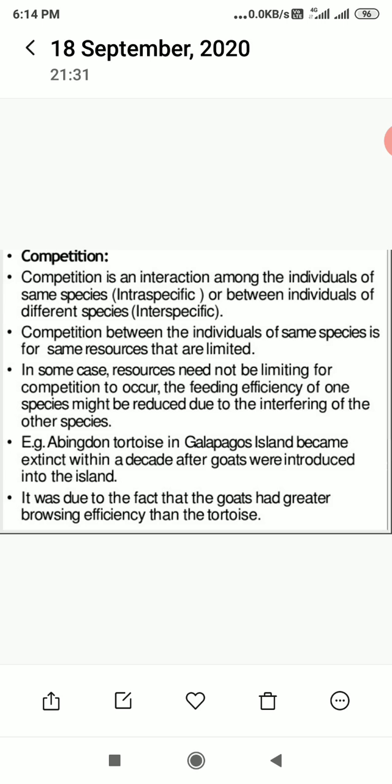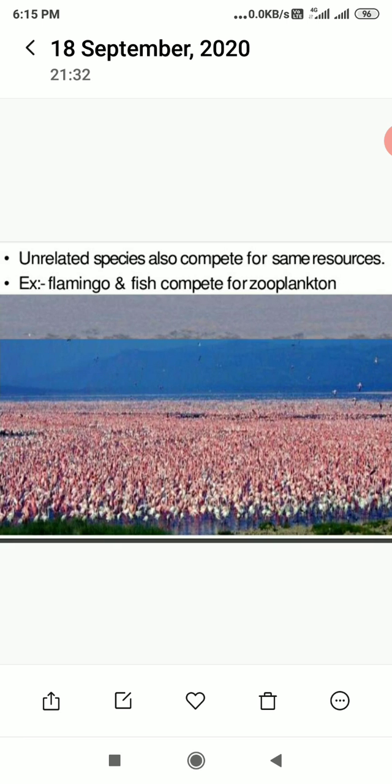In some cases, resources need not be limiting for competition to occur. The feeding efficiency of one species might be reduced due to the interference of the other species. For example, the Abingdon tortoise in Galapagos Island became extinct within a decade after goats were introduced into the islands. It was due to the fact that goats have greater browsing efficiency than that of the tortoise.